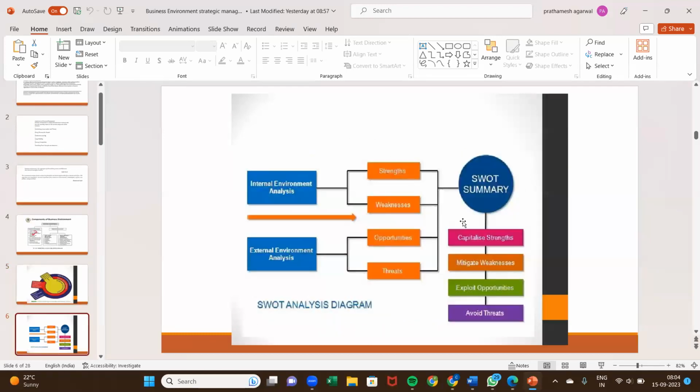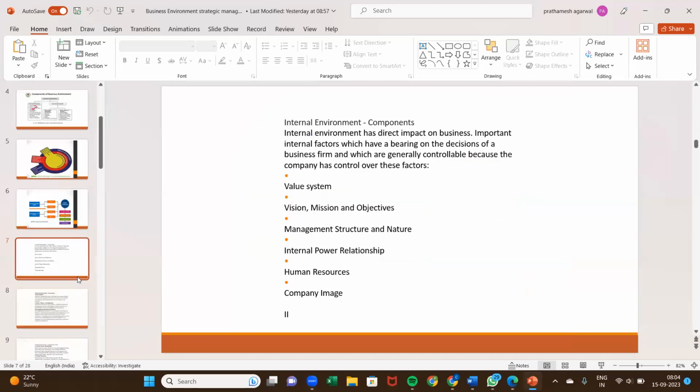Then we have the SWOT analysis diagram, and then we'll have the SWOT summary at the right hand side. Now, internal environment analysis and external environment analysis are somewhere connected. So we have strengths, weaknesses, opportunities, and threats. Now this is a SWOT analysis diagram, and then we have the SWOT summary. What has happened exactly? Capitalize strengths, mitigate weakness. Mitigate weakness means we need to work on our weaknesses. Then we have to exploit the opportunities, and we have to avoid the threats.